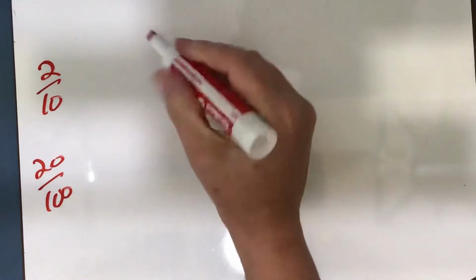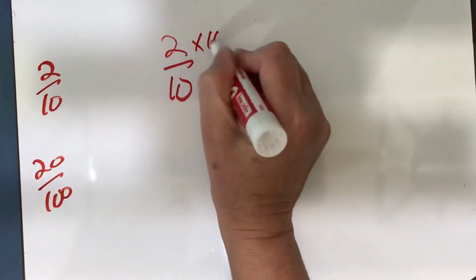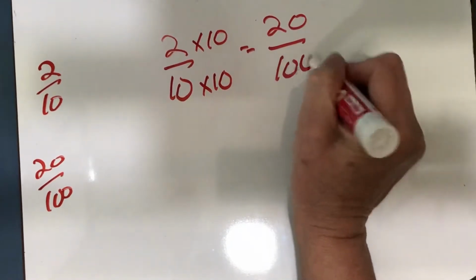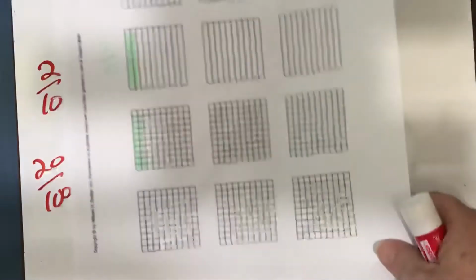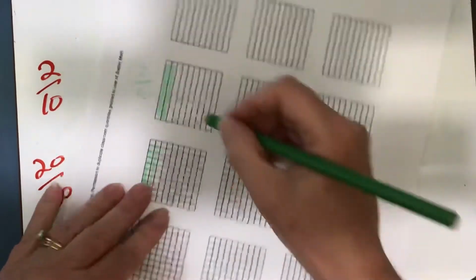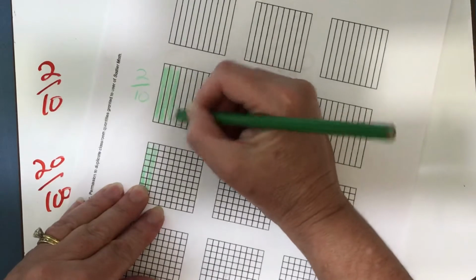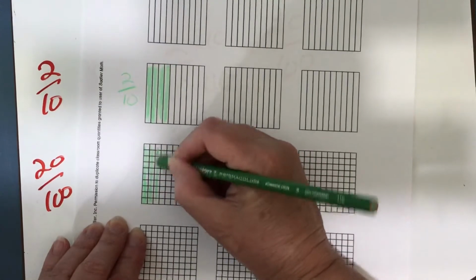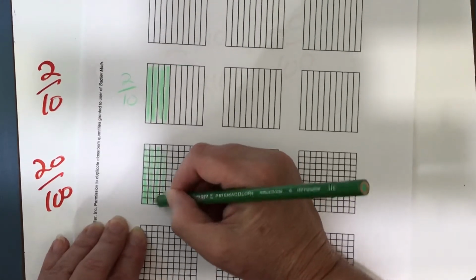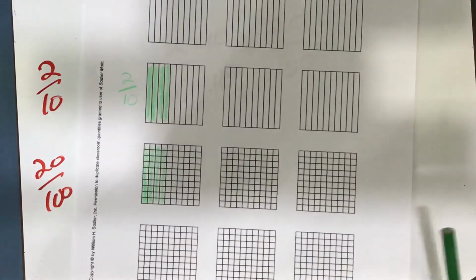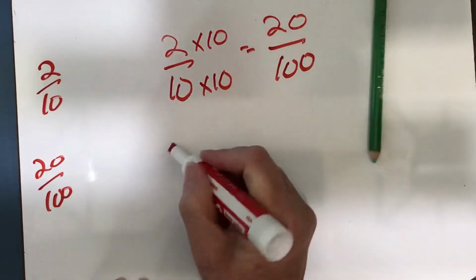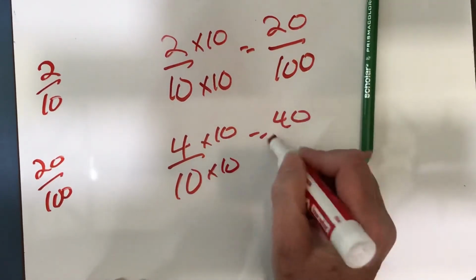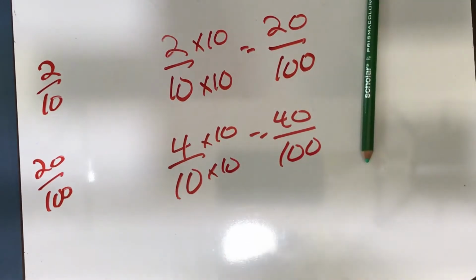Because remember, I can take a fraction and multiply numerator and denominator by the same number to get an equivalent fraction, 20 100ths. Okay, so let's look at this again. Suppose I shade in 4 tenths. That's 4 tenths there. And if I shade the same amount on this model, there will be 40 sections shaded in, 40 out of 100. So 4 tenths is equivalent, if I multiply numerator and denominator by 10, to 40 100ths. Those are equivalent fractions.